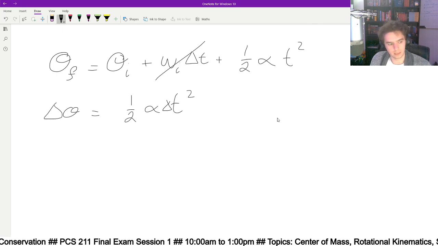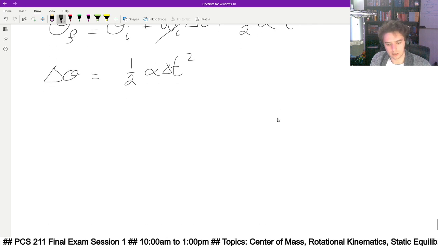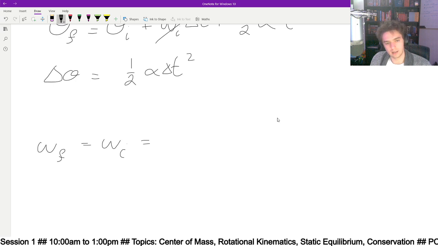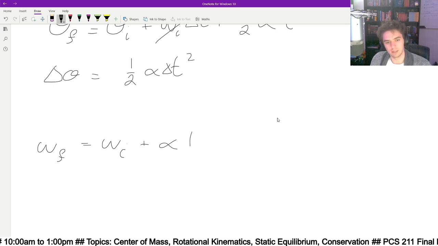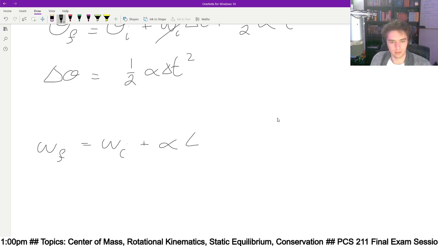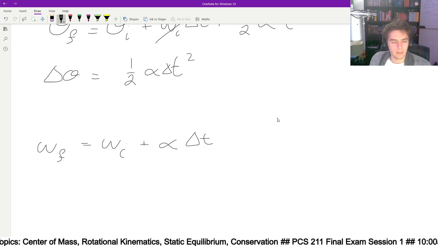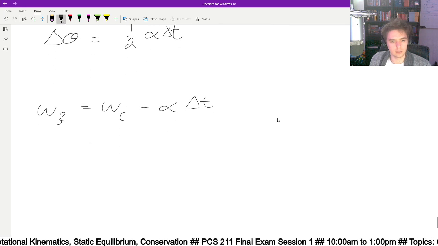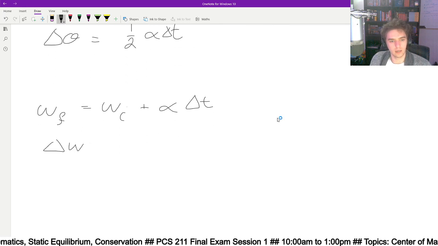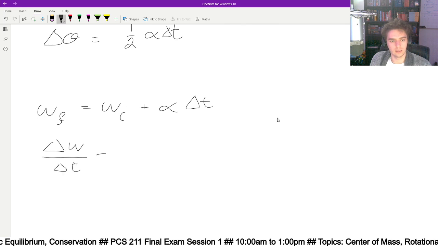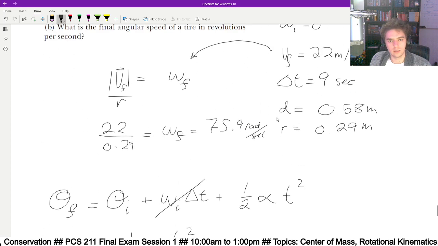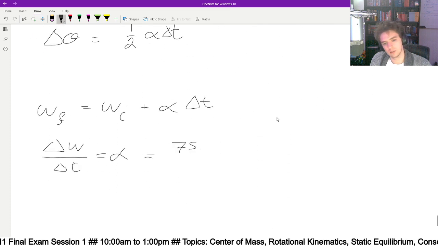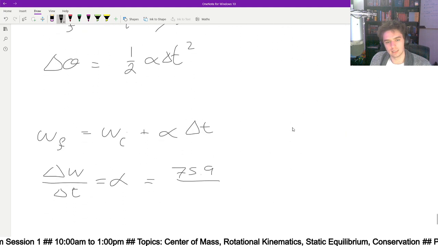Pause for a second on this. So it's going to be omega F equals omega I plus alpha delta T, right? That's our equation. I keep saying T instead of delta T. I know everything here, so I can just solve for acceleration. So acceleration is delta omega over delta T, and delta omega is just 75.9 over delta T, which is 9 seconds.